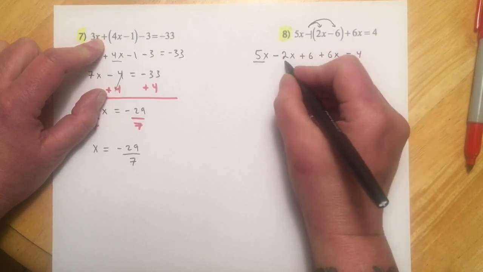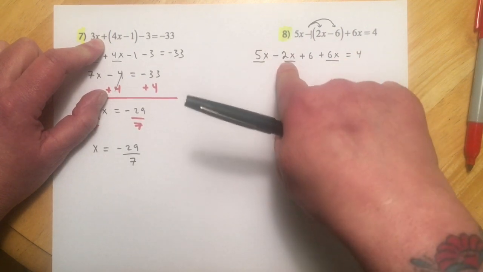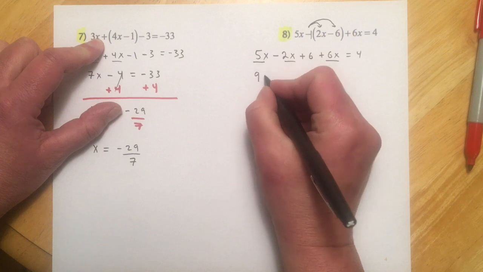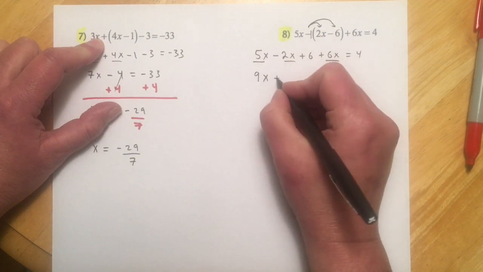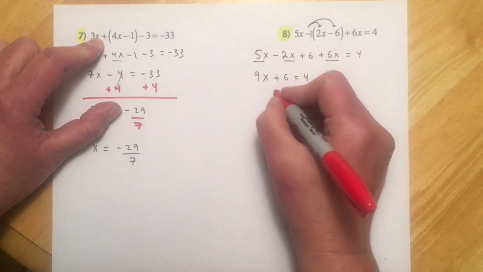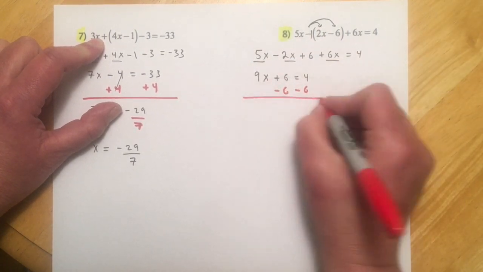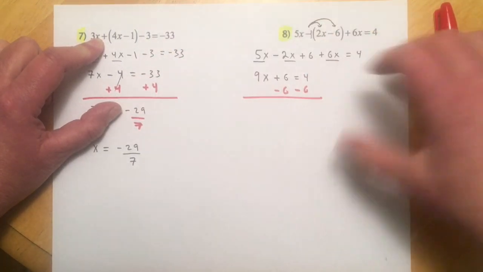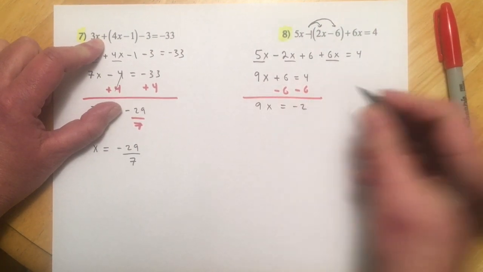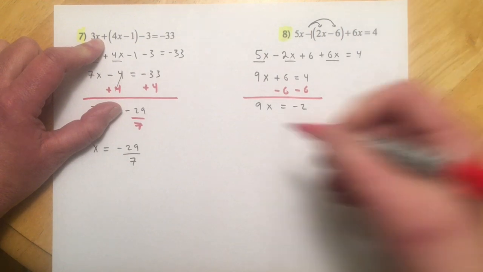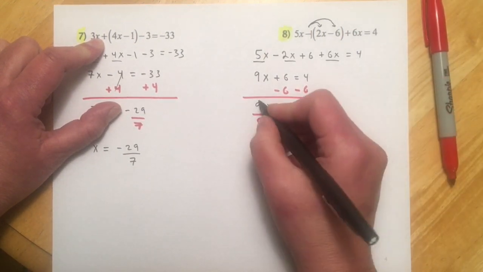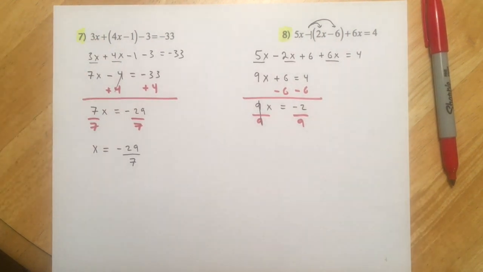And all kinds of like terms. So we got 5 minus 2 would be 3, and then back up 6 would be 9x. Plus that 6 in there makes 4. And then we'll bring our 6 over. Try to get our x by itself, so we're always trying to strip everything off of x. And we can divide the 9. And there's our x equals -2/9.